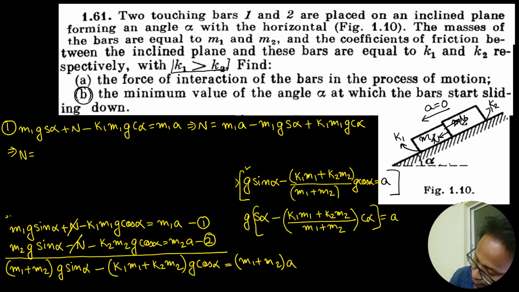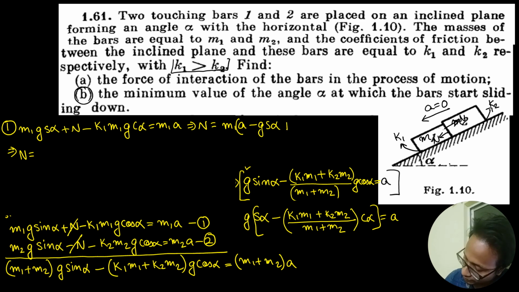N is equal to, can I take m1 common from these three terms? If I take m1 common, what will happen? m1 into a minus g sin alpha plus k1g cos alpha. From here m1 would get erased, out here m1 would get erased. I've just taken the m1 common from all the terms.